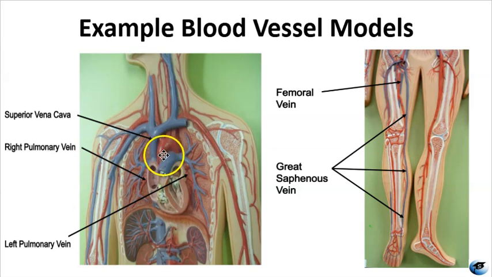The right and left pulmonary veins, here and here. These are unique among veins because they carry oxygenated blood from the lungs back to the left atrium of the heart. Then in the lower leg, the femoral vein.